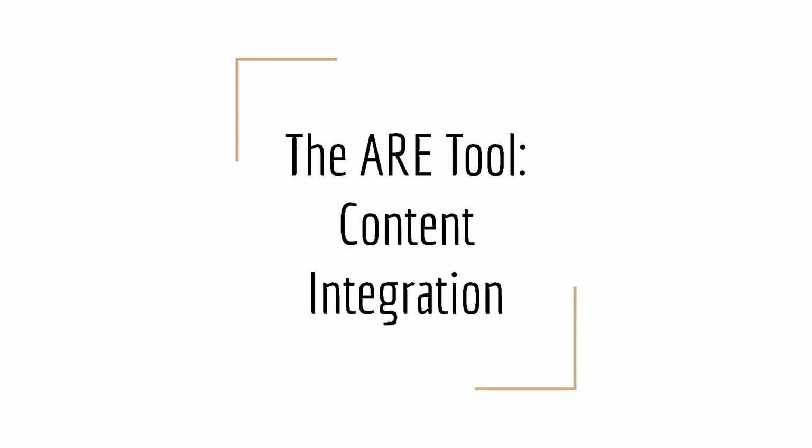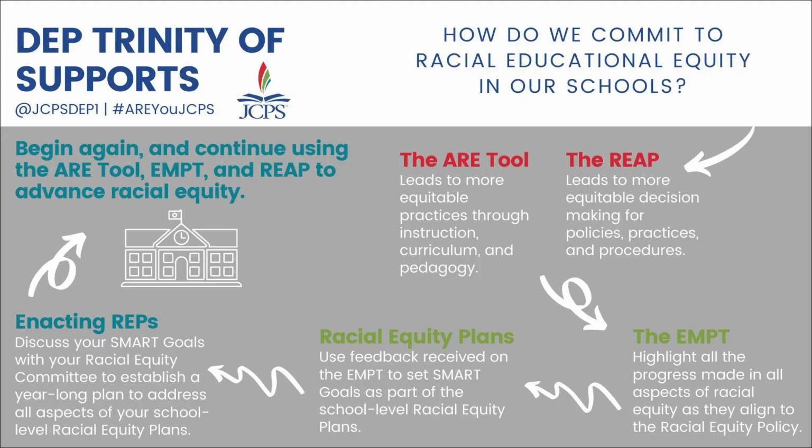Today we will be covering the first component of the Affirming Racial Equity tool, which is content integration. It is important to understand that within the larger framework of racial equity within Jefferson County Public Schools, the Affirming Racial Equity, or ARR, tool is one of the central resources available to JCPS employees seeking to ensure our schools are actively pursuing racially equitable education for all students.